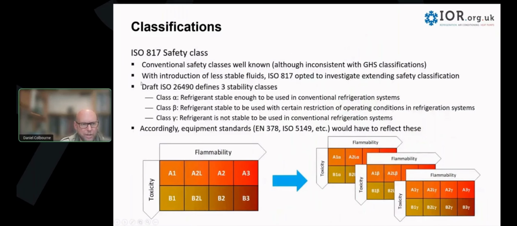Just touching on the ISO 817 safety class, as I say, the conventional safety class is broadly well known. That is dealing with flammability ranging from class 1 to 3, being non-flammable to higher flammability, and toxicity A and B being lower and higher toxicity.